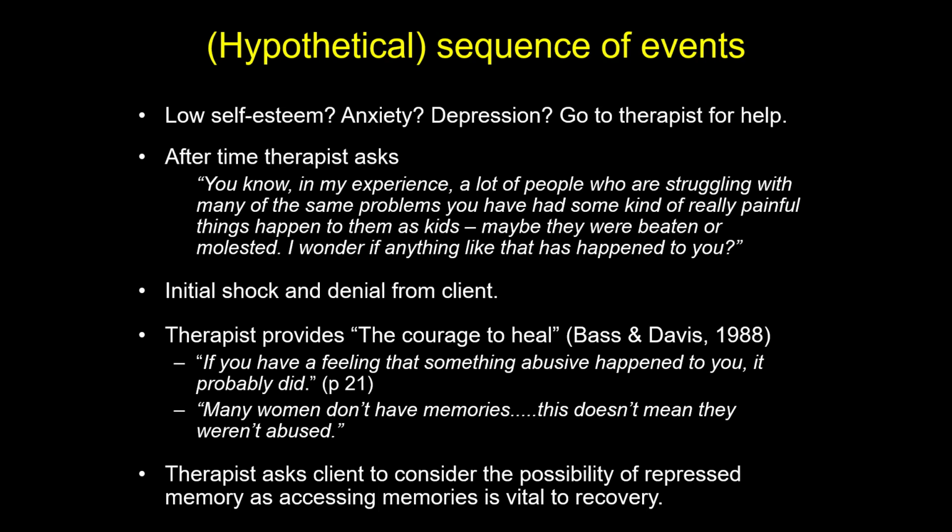A therapist might then direct the patient to a book called The Courage to Heal. This was first published by Bass and Davis in 1988, and this is a self-help book for survivors of sexual abuse. There's lots of helpful information in the book, and there are also some statements about memory. Here are a couple of quotes. "If you have a feeling that something abusive happened to you, it probably did. Many women don't have memories. This doesn't mean that they weren't abused."